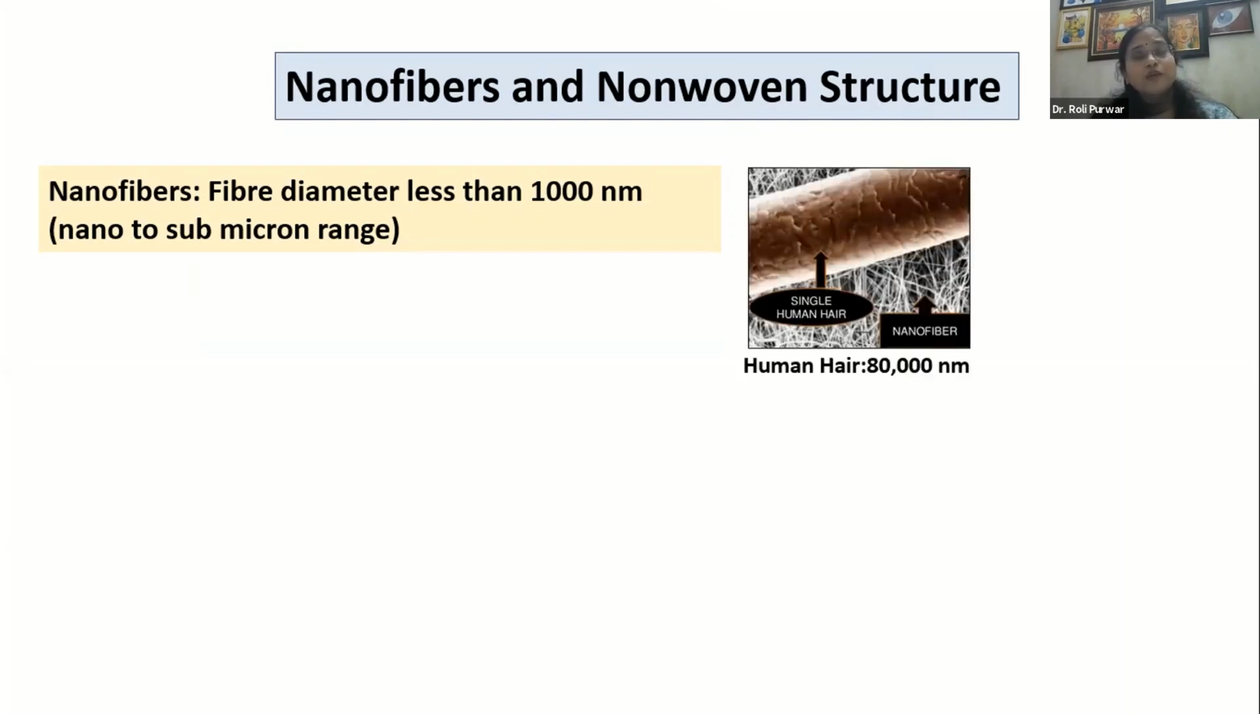When we compare this nanofiber with our human hair, you can see that a single human hair has a much larger diameter compared to the nanofiber. With this particular picture, you can get an idea of how nanofibers look. With our naked eye, we cannot see these fibers, so we need a specialized instrument, and the major instrument we use to look at these fibers is the scanning electron microscope.